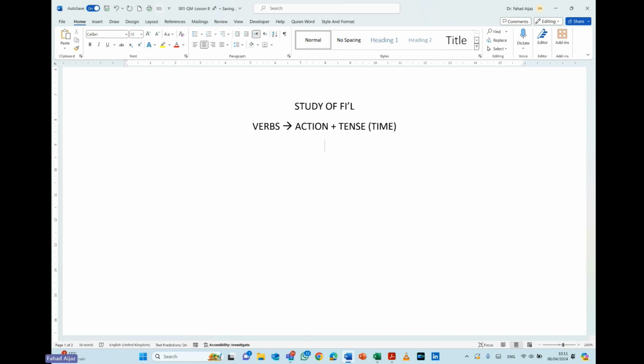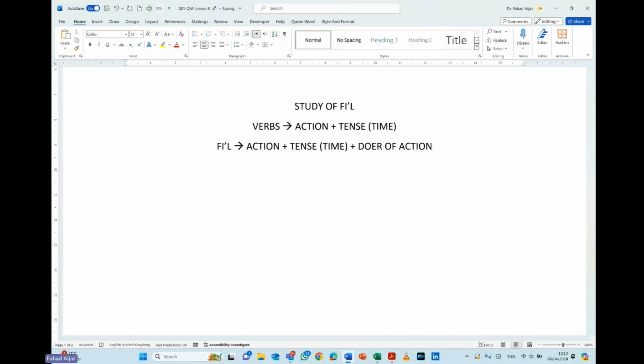These are verbs that you already know quite well, probably better than me. And the fi'l world is similar. Fi'l has the same two things in it: an action and a tense, which is time. But it has one more thing in it, which is not present in the English verb, and that is the doer of the action.